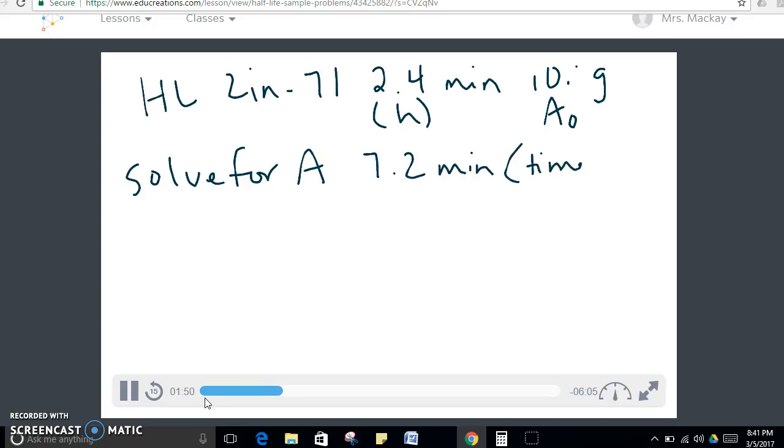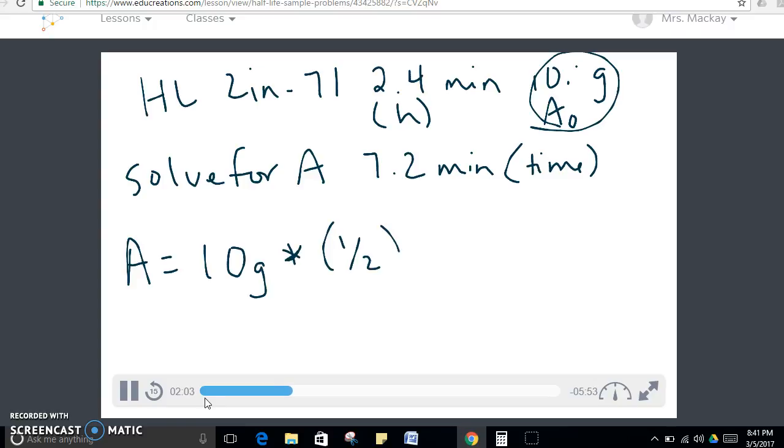So that's my time. So when I plug this into my equation, I get A equals 10 grams times 1/2. And then my exponent is going to be the 7.2 minutes, which is the time, over the half-life.